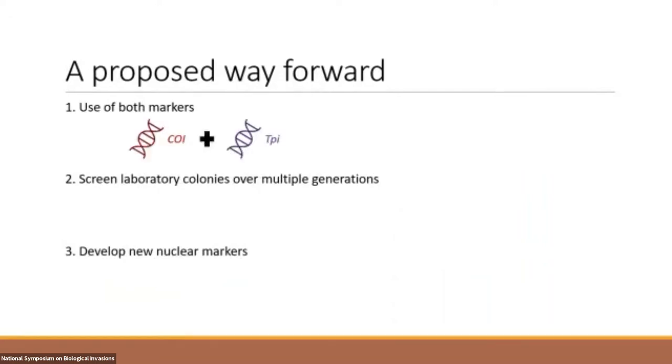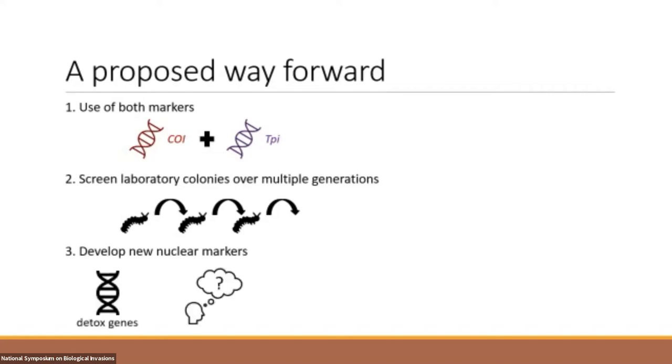What I propose as a way forward when working with laboratory-reared cultures is first to use both markers when screening. Both markers, when used together, give more accurate results regarding the strain identity. And secondly, screening over multiple generations. Screening a few samples over one generation may lead to one missing key specimens of the opposite strain that could lead to further generations being hybrid specimens.